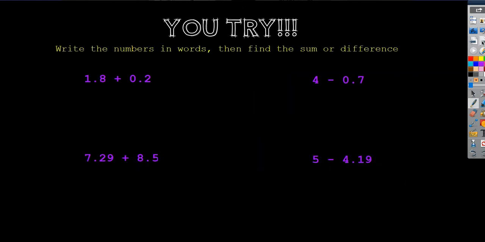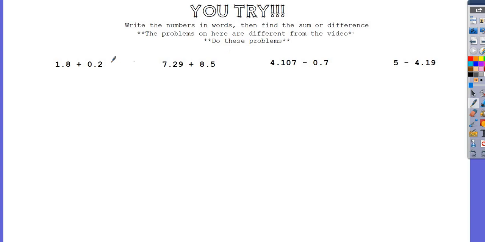All right, so for the last part, I would like you to try these problems on your own. I believe that I changed this one, 1 and 8/10 plus 2/10. I believe I actually changed that in your notes though. Oh, no, it doesn't look like I did. So actually, let's change that 1 and 8/10 plus 2/10 to 0 and 25 thousandths plus 1 and 800ths.